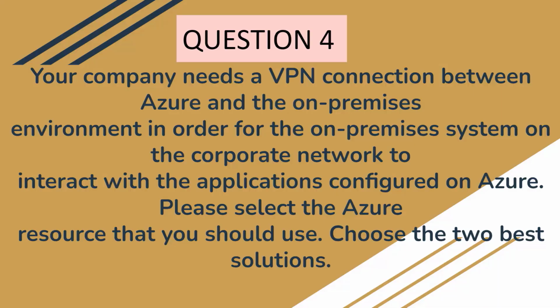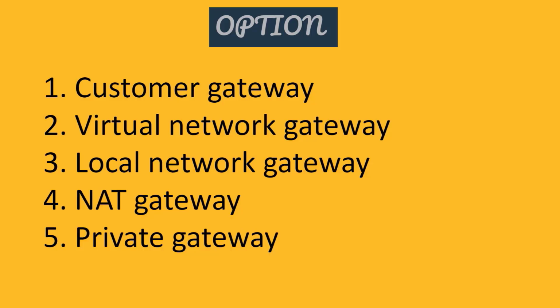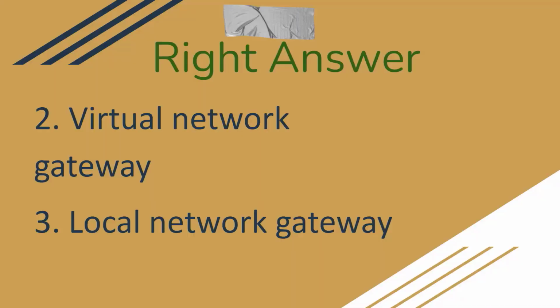Question 4. Your company needs a VPN connection between Azure and the on-premises environment in order for the on-premises system on the corporate network to interact with the applications configured on Azure. Please select the Azure resource that you should use. Choose the 2 best solutions. Option 1. Customer Gateway. 2. Virtual Network Gateway. 3. Local Network Gateway. 4. NAT Gateway. 5. Private Gateway. Right answer. 2. Virtual Network Gateway. 3. Local Network Gateway.